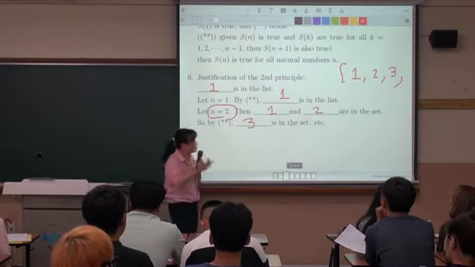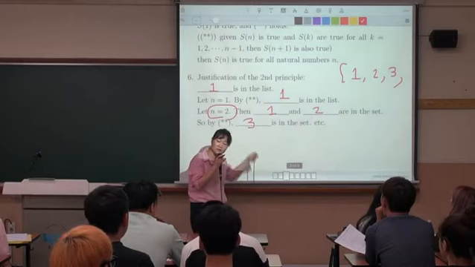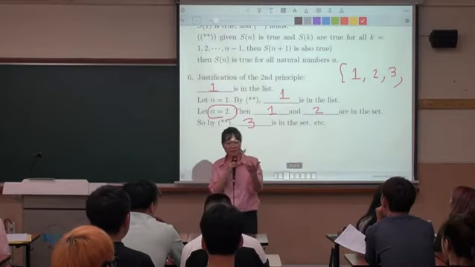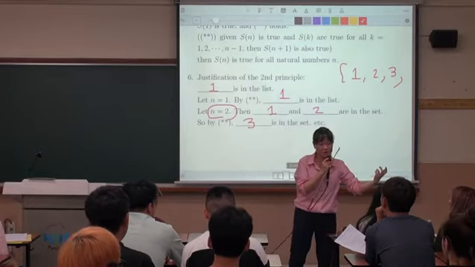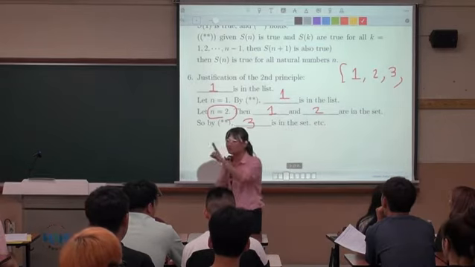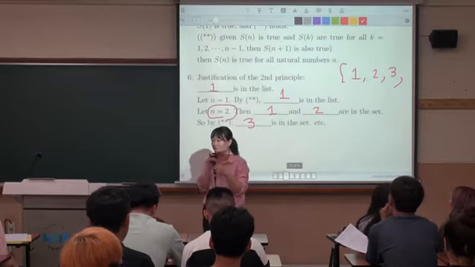So if you need conditions on the previous ones, not only S of n, if you need S of n minus 1 or S of n minus 2, etc., then you have to use the second principle. You have to apply the second principle.